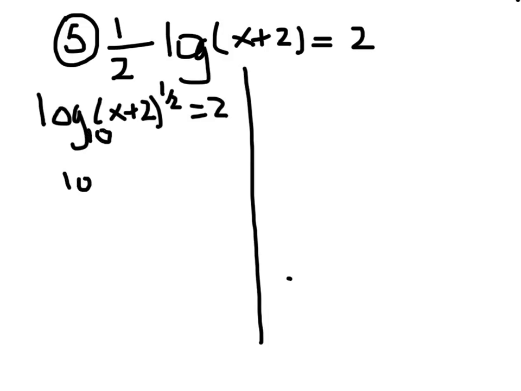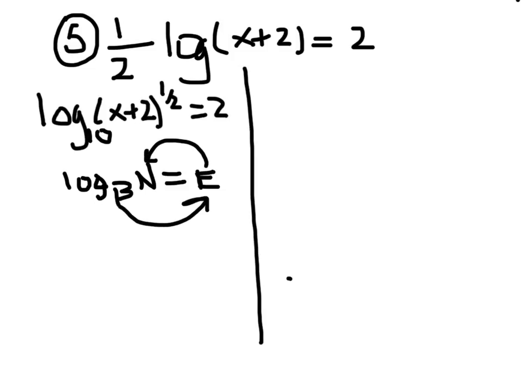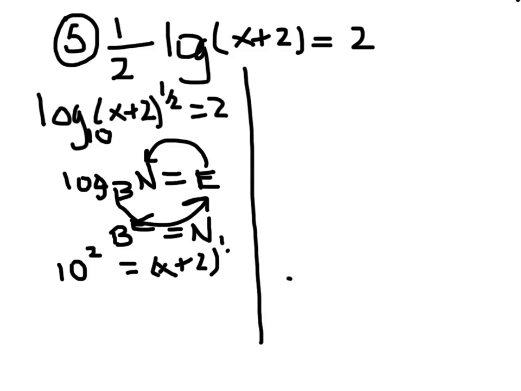And so when we have something in the form of log base b of n equals e, that we can rewrite in exponential form. So we take that base, raise it to the power of the exponent, and set it equal to the number. So if I do that for this problem, I'd have 10 squared is equal to x plus 2 to the power of 1/2. Well, 10 squared is 100, and when you raise something to the power of 1/2, that really means you're taking the square root of it.